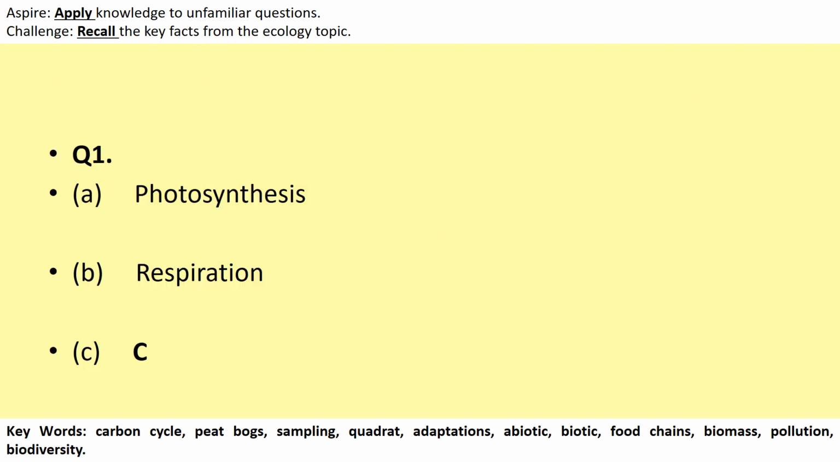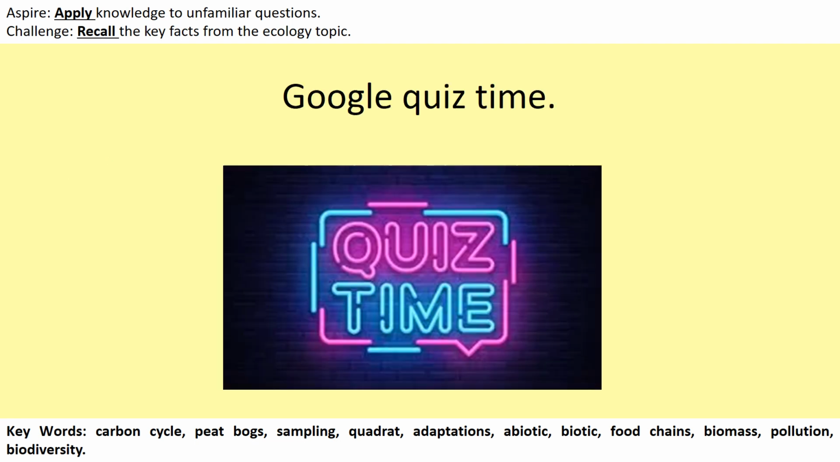Okay, so A was photosynthesis. That is the process that plants do to take it out of the atmosphere. B, what animals and plants do to put it back in, is respiration. And then you just had to talk about, I'll just write C, which process is moving the carbon from plants into animals.